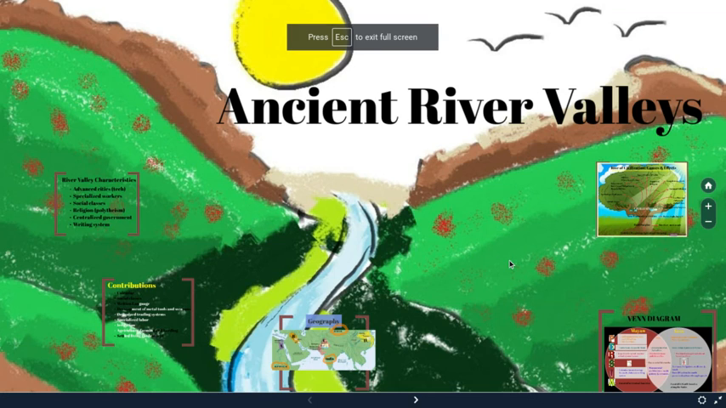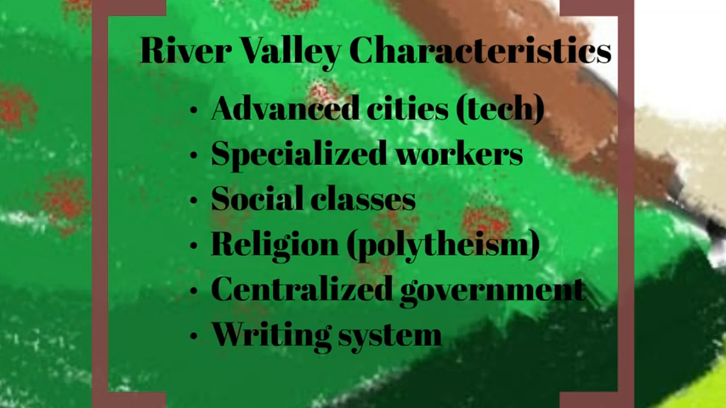Ancient river valleys. Okay, here we go. Some of the characteristics of these ancient river valleys is they develop advanced cities. Some of them over time become extremely massive with hundreds and thousands of people. There are technologies that go along with this. So we're going to see architecture and different types of buildings being built. Roads, irrigation systems, canals, all of this stuff that we need to build up a city. Okay. They also have specialized workers. As the population grows and expands, people are doing different jobs. Not everybody's doing the same job, so that's good.